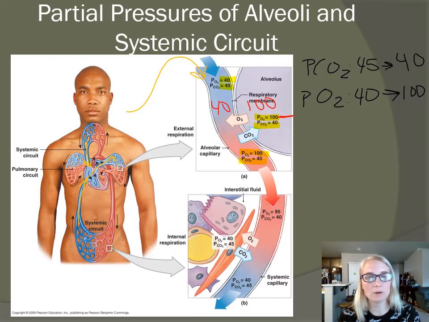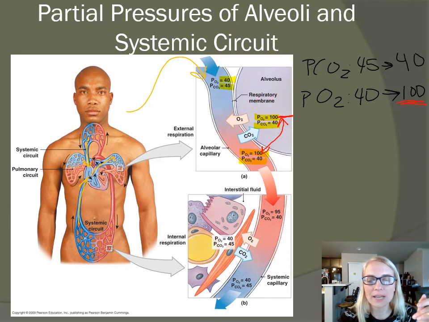We go from high to low, high partial pressure of oxygen to low partial pressure of oxygen, and it will continue to load oxygen into the blood until it has reached an equilibrium. So when we inhale and we have oxygen in our alveoli, it will continue to try to load into the blood until it reaches an equilibrium. So that's why the blood leaving in the pulmonary veins is at 100 millimeters of mercury, because it's matching what's in the alveoli.